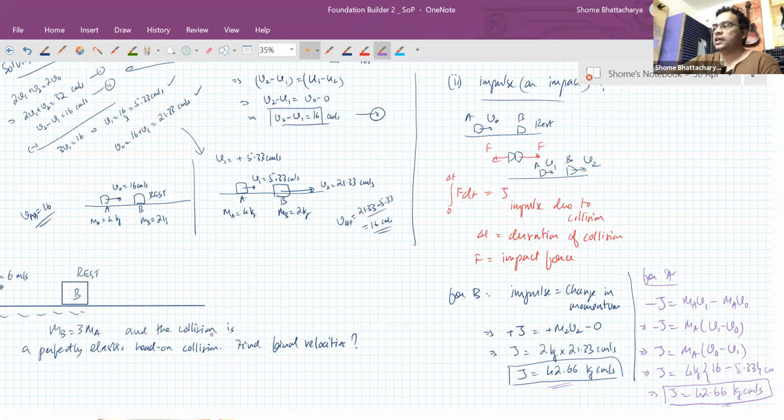So during a collision, if we are asked to calculate the impulse due to the impact forces, this is how we calculate it. We use the impulse momentum theorem: impulse equals the change in momentum.